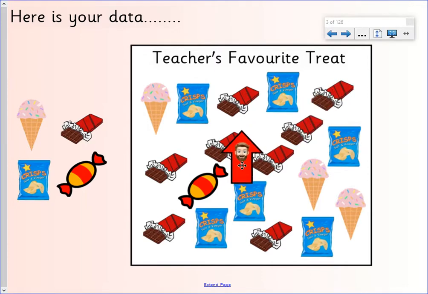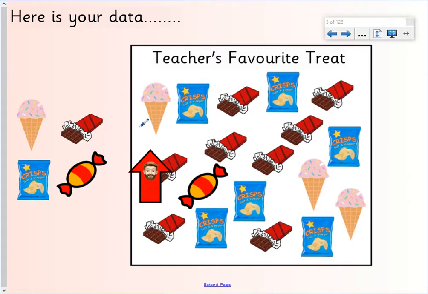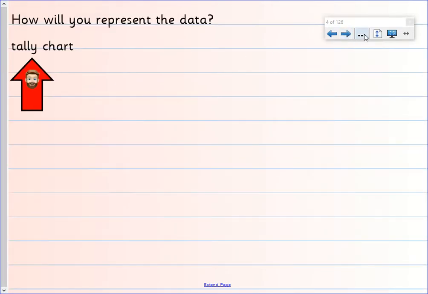And what I want you to do today is choose a way of representing all this data. Now, just a little clue, I'm not going to give you much help today, but do you remember we ticked off when we counted something? Yeah, and I want to see that happening today. So how are you going to represent that data? You're going to have to count it and represent it. Are you going to represent it in a tally chart? If so, you'll need to draw one.